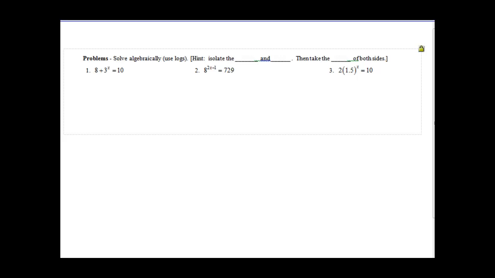We need to make sure we isolate the base and the exponent, and then make sure we take the log of both sides. Okay, I'm going to start with number 2 and then let you do 1 and 3. Notice it's an exponential. We have 729 and 8. So let's go ahead and take the log of both sides. So log base 10 of 8 to the 2x minus 1 equals log of 729.